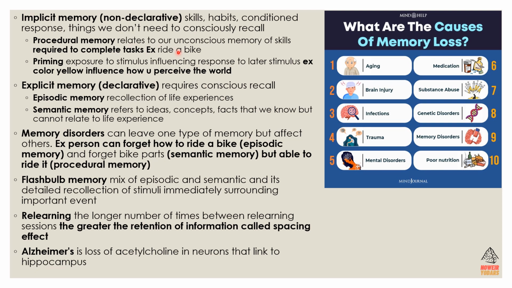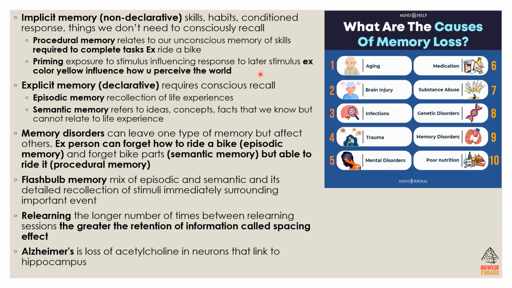Next you have priming, which is exposure to a stimulus influencing response later. So for example, the color yellow influences how you perceive the world in a certain way. Next you have explicit memory, which is declarative memory, and this requires conscious recall. So explicit memory really has to do with information, what you study, events and experiences. So episodic memory is recollection of life experiences and events, okay?